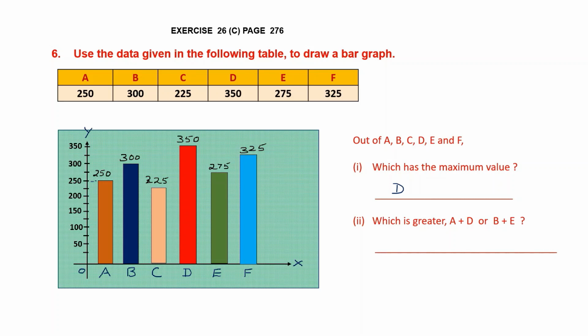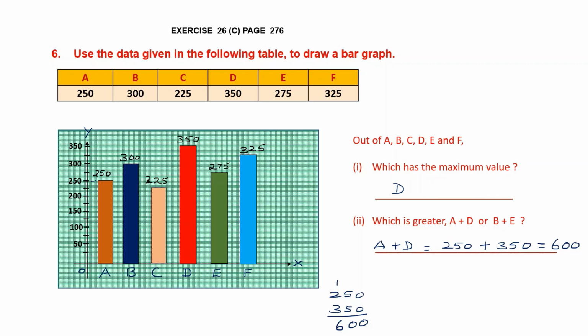Okay, now how much is A plus D? A plus D, let's see how much it is. How much is A? Now A, as you can see, is 250. So let's write that. A is 250 plus how much is D? D is 350. So let's write that 350. So let's add up 250 plus 350. So 0, 5 plus 5 is 10, carry 1, 2 plus 1 is 3, 3 plus 3 is 6. So A plus D is 600.